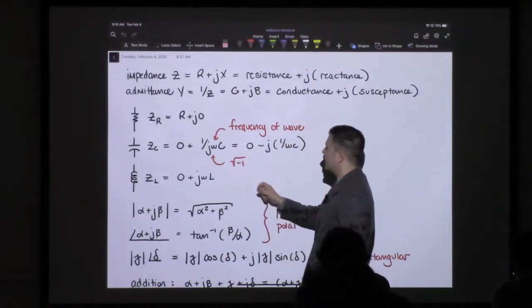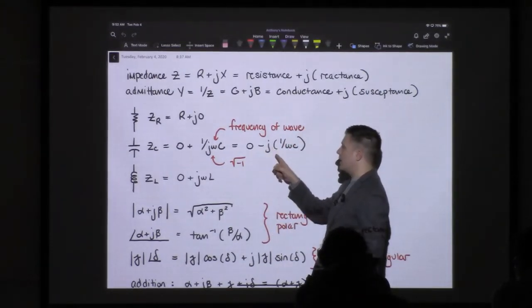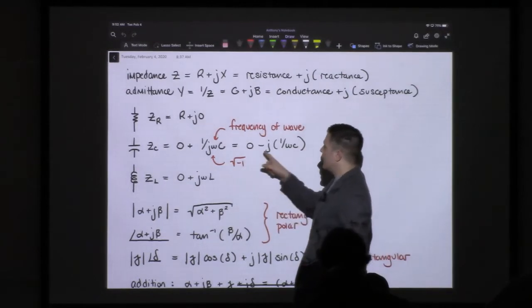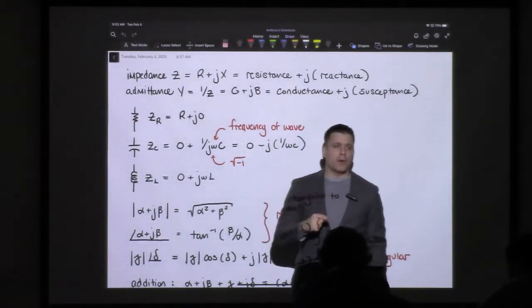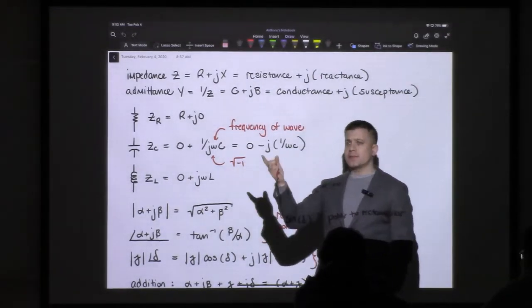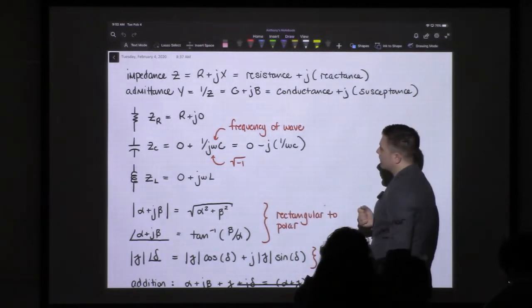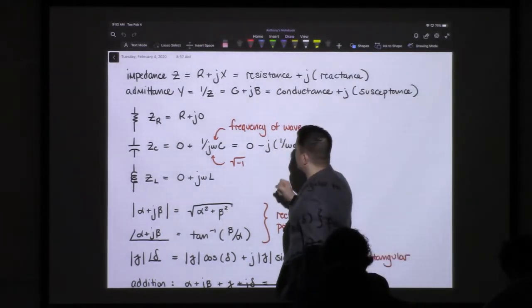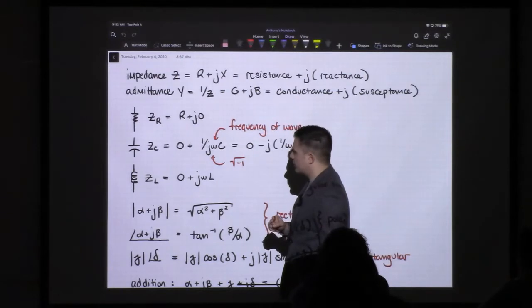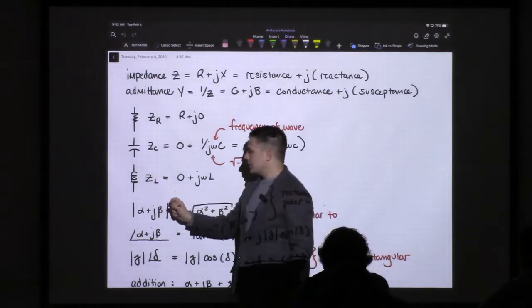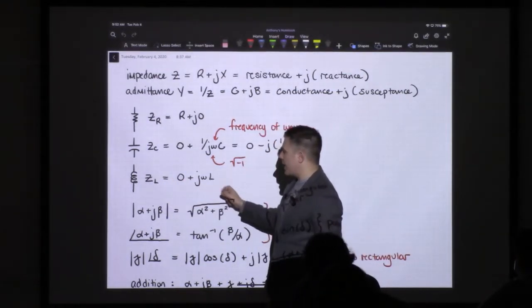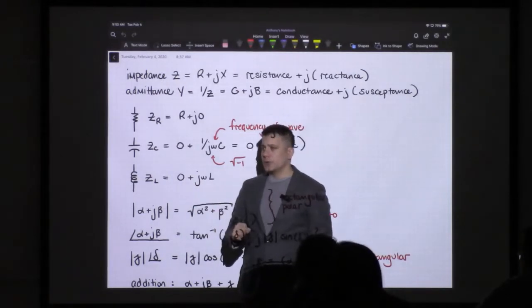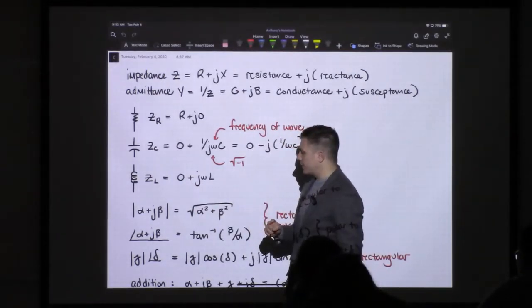It can also be written as 0 minus J times 1 over omega C because 1 over J is equal to negative J. Omega is the frequency of the wave. J is the square root of negative 1. Inductor, 0 plus J omega L, again assuming there's no internal resistance for the inductor.